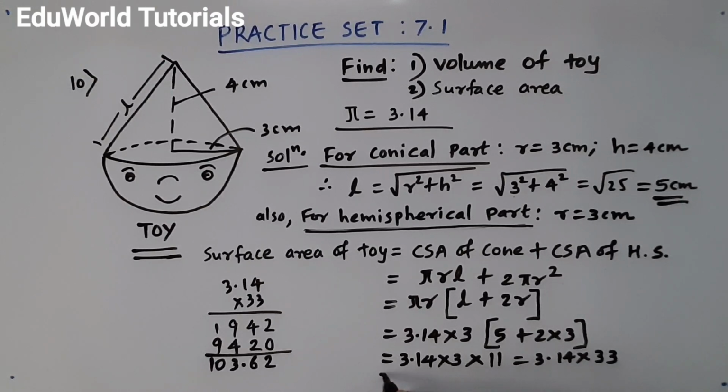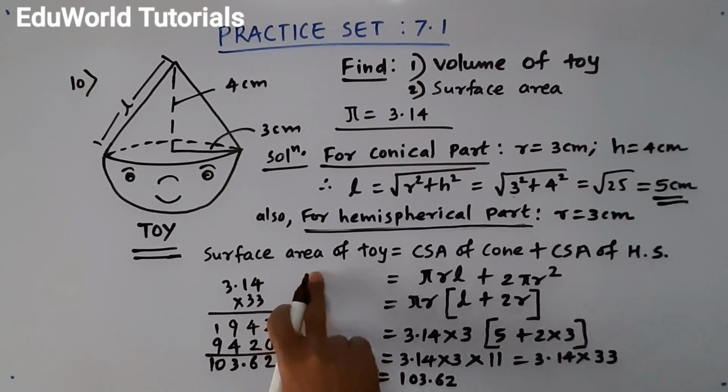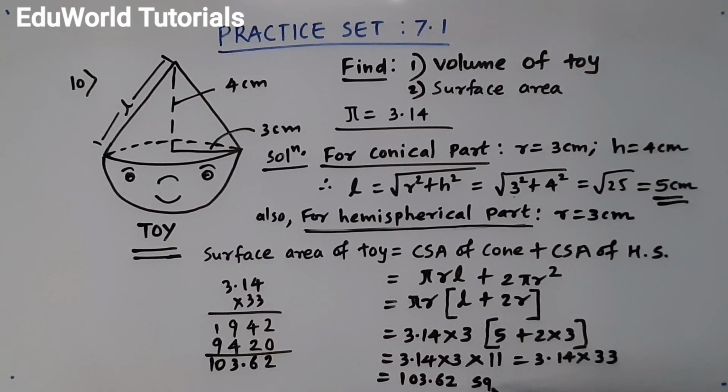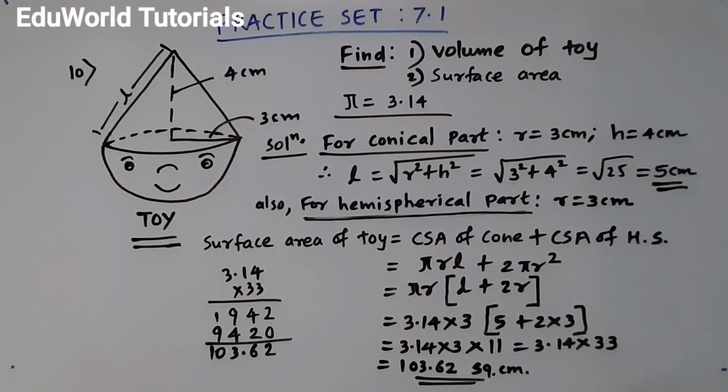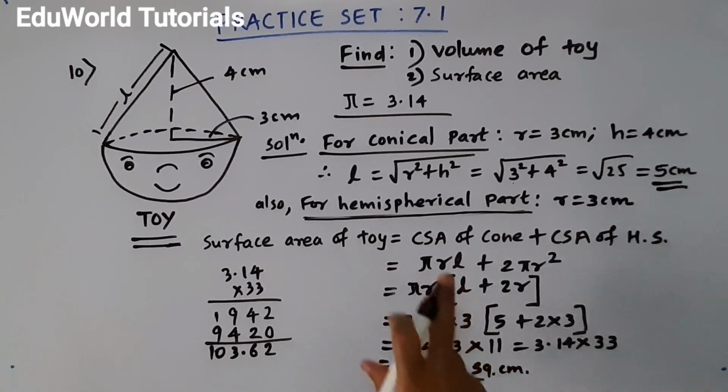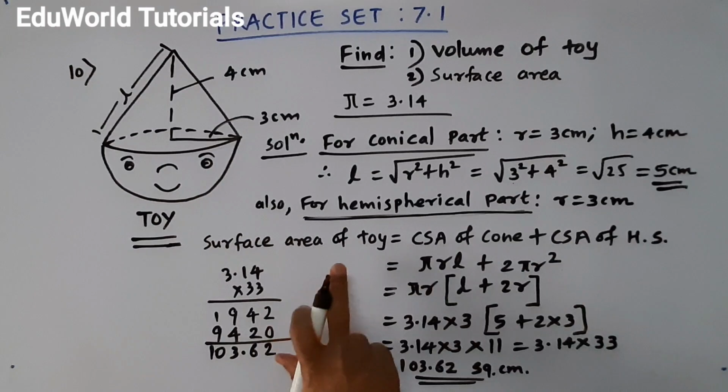So the final answer is 103.62. Okay, and it is the surface area of the toy. So it is square centimeter. So our answer is 103.62. I will just shift it. I think this is going out of the frame. Yeah, now it is clearly visible. So 103.62 square centimeter is the surface area of the toy. So it's a very simple sum. Okay, now let us move to the next sum number 11.